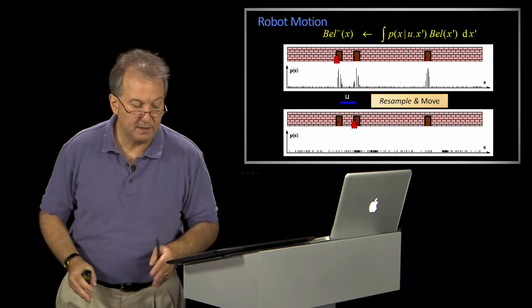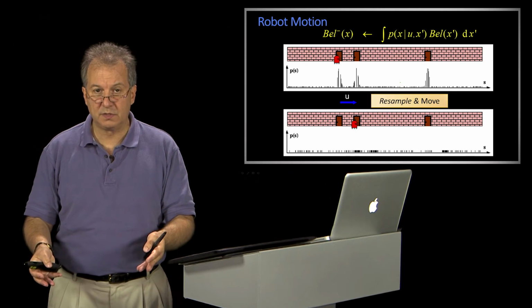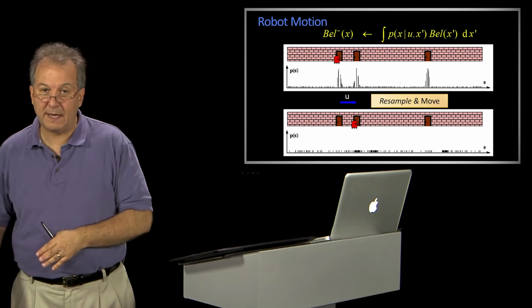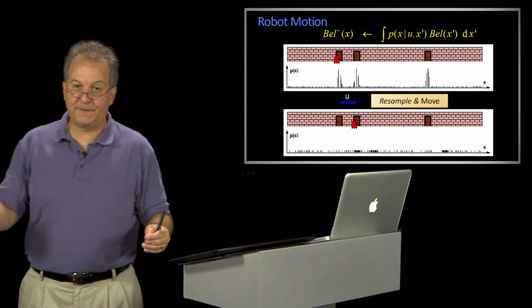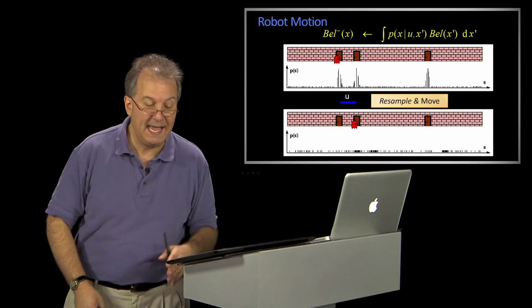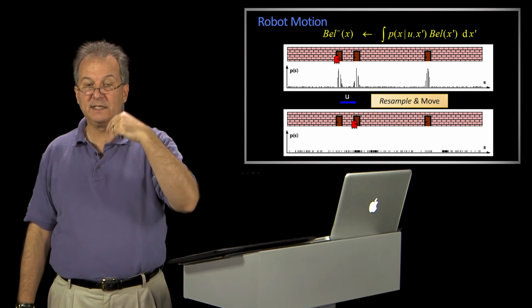Now what do you mean move? Well, remember those actions, the U's? Okay, so if the robot thinks it took a step 2 meters to the right, it shifts that particle by 2 meters. It shifts its belief of where it is 2 meters. And then finally, it adds a little bit of noise.